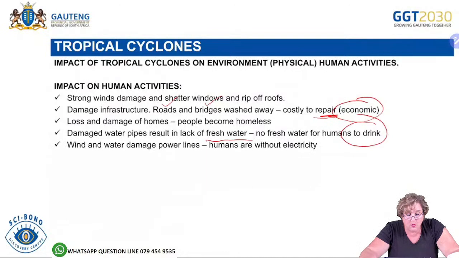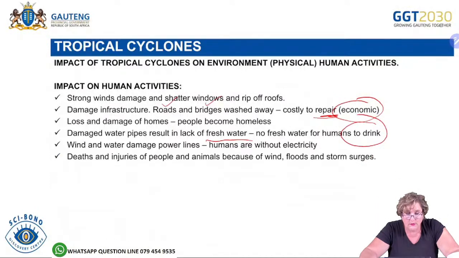The wind and the water can damage power lines. That means they are without electricity. No light, no cooking, nothing can happen. You saw how strong those winds are on those poles.